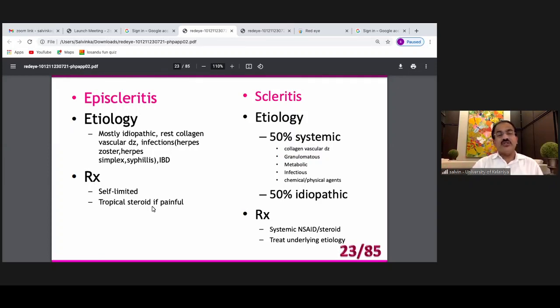You can use steroid, but what is the danger of putting the steroid? Steroid can give rise to cataract. This is again very common. When you put steroid, the patient comes with glaucoma and cataract. Those are the take-home messages that you'll have to remember: topical steroid can cause these.